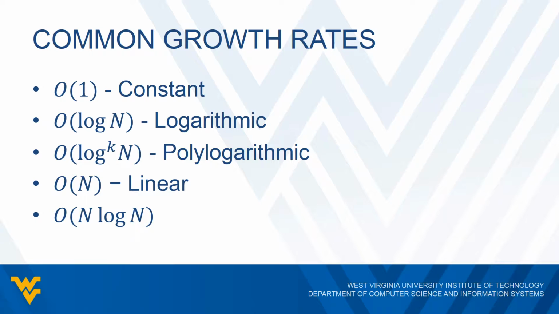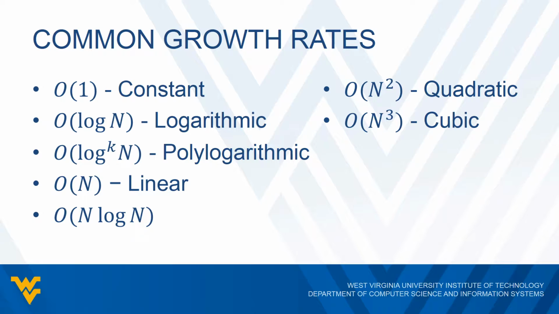We have O of n log n. There really isn't a name to go with it. We just say n log n, so it's just n times log of n. We have O of n squared. We call this sometimes quadratic time. A lot of times I'm probably just going to say O of n squared.